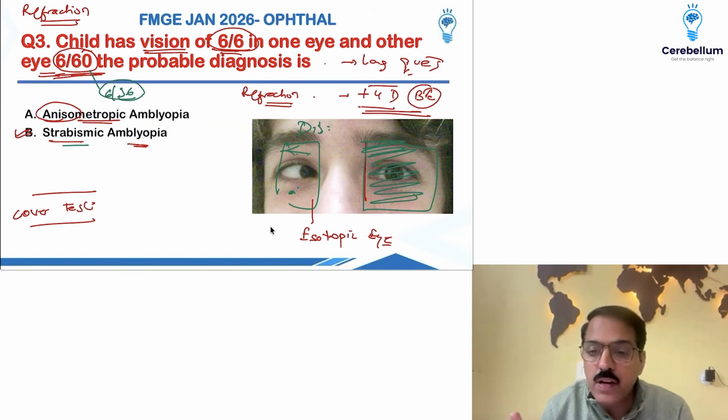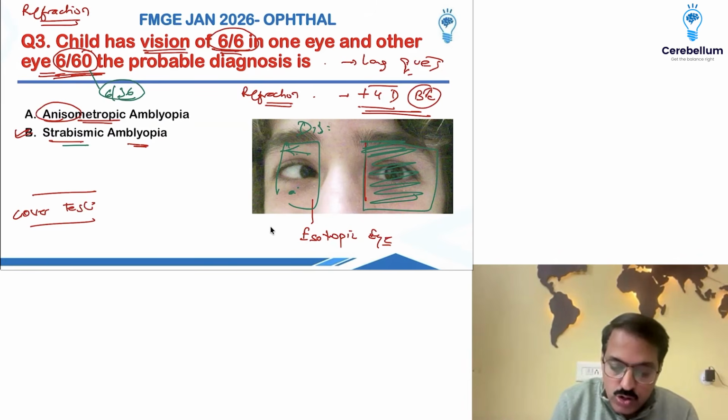The question was on amblyopia. Choices were on amblyopia only. I hope the choices were on amblyopia only.